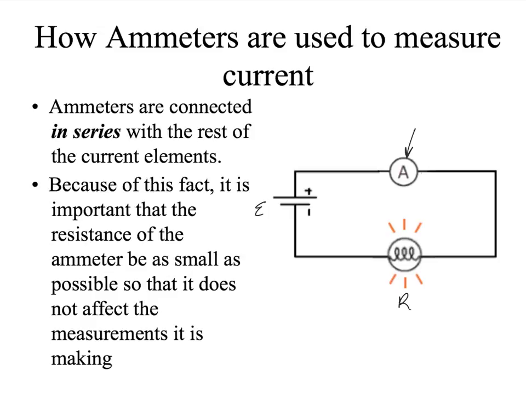Now, if you think about it, if we want the ammeter to not affect the current that it's measuring, then we want its resistance to basically be 0, because if it has any other resistance, that would change the overall resistance of the circuit, which of course would then change the current. And so that's why we would want, in an ideal situation, the resistance of the ammeter to be 0, or at the very least to be as small as possible.